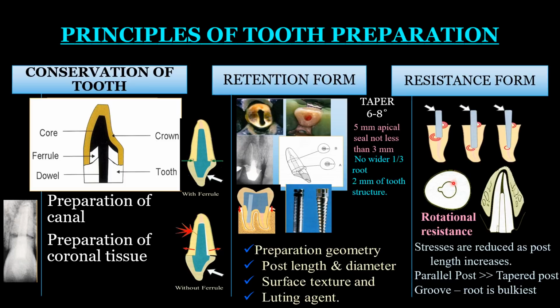You know, when we place the post in the circular canals, they should not rotate. This is called rotational resistance. So a groove can be placed in the bulkiest portion of the root, which gives an anti-rotational element to the post.